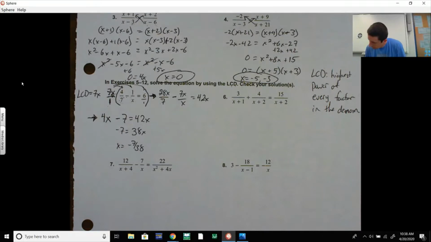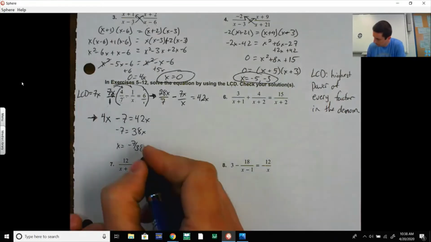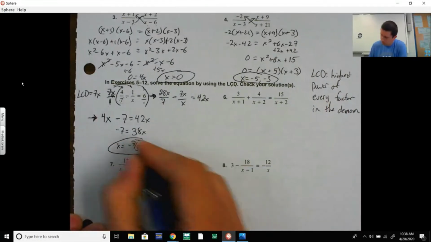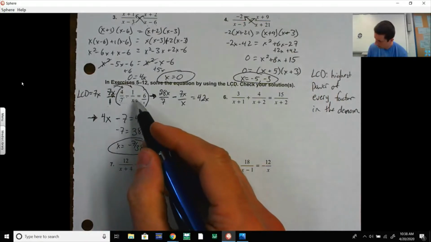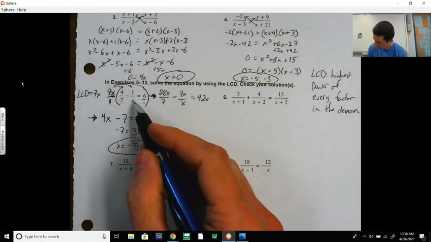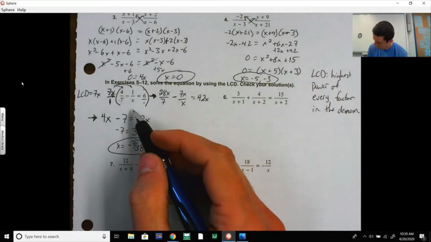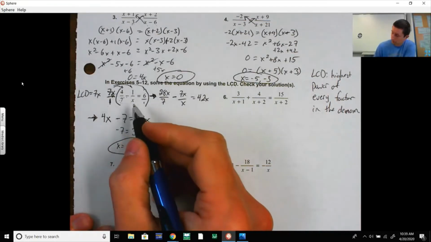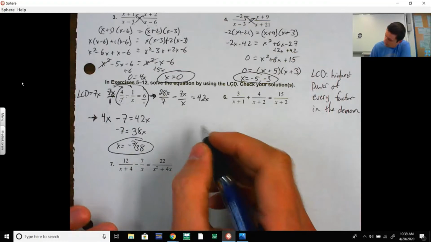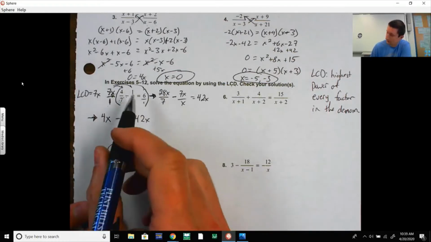4x minus 7. 6 times 7 is 42, right? Okay, that's where we're going to go with that. You can always plug that in, make sure it doesn't conflict with this. No, that's good. If we got a 0, you'd have to throw it out because that's not in your domain. It actually does work. I was checking in my head there for a little bit.